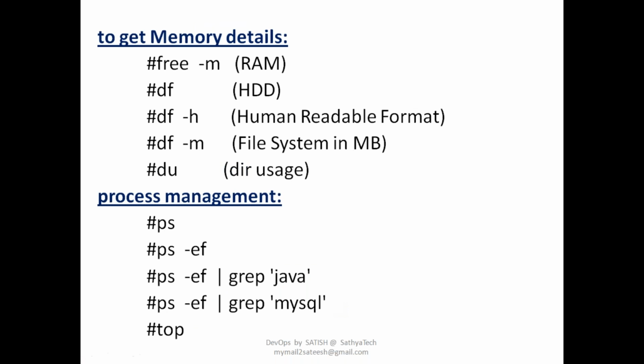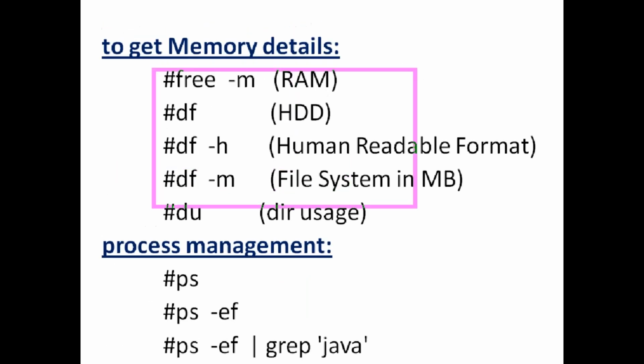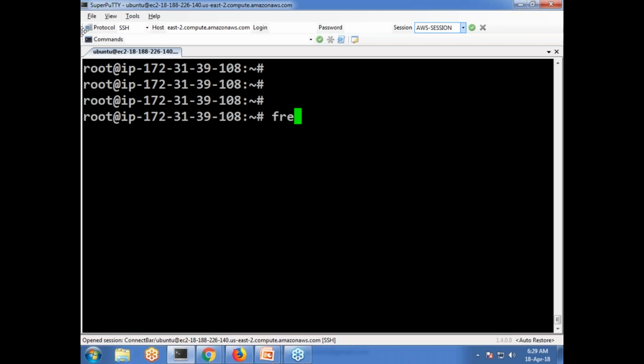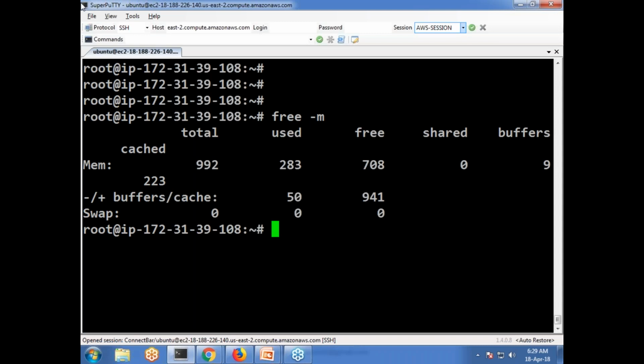Next, I can use some additional commands in Linux. We can get the memory details by using commands like free or df. Okay, I'll show this process for you. I'll say free -m. This command shows the free memory and the allocated memory. We know this, right? We are using a t2.micro machine, which contains one CPU and 1 GB RAM. So of this 1 GB we are using some 283 MB, and the rest of the memory is free.